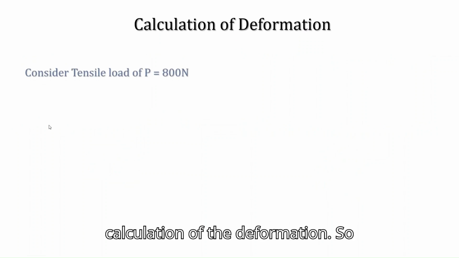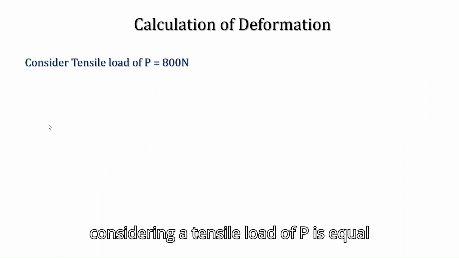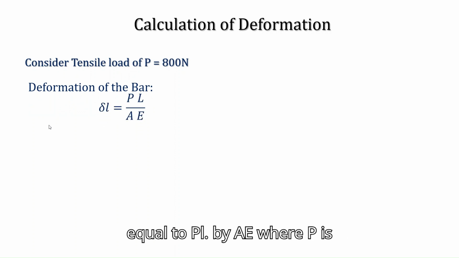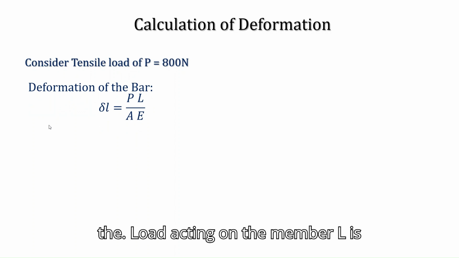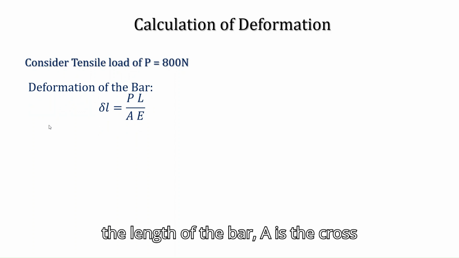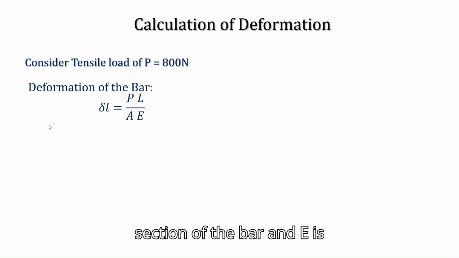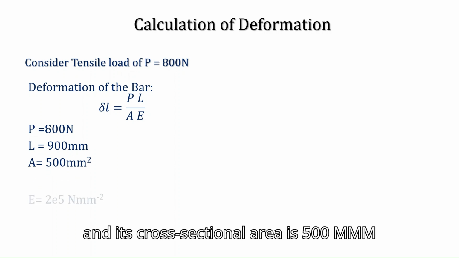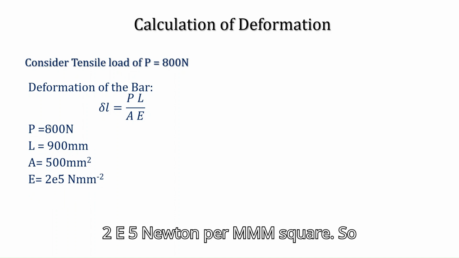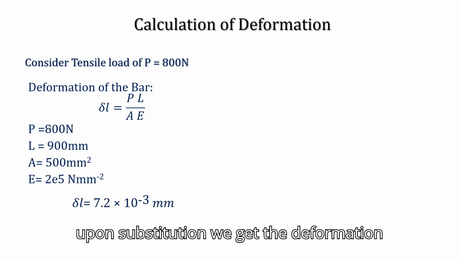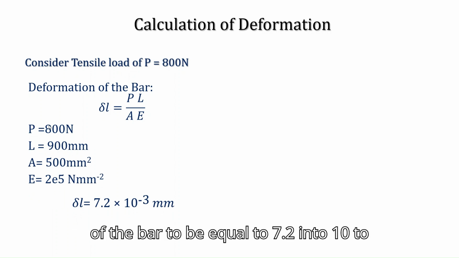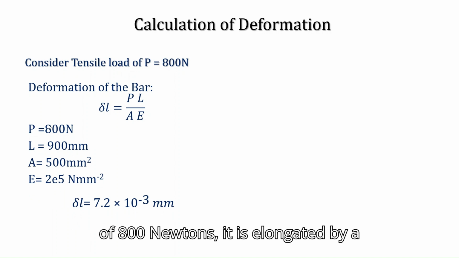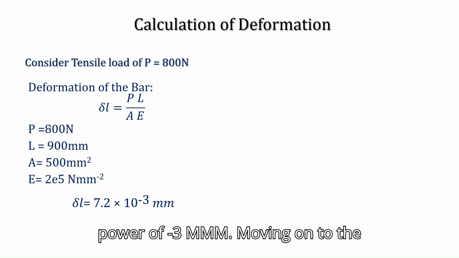In the next case, we shall take up the calculation of the deformation. Considering a tensile load of P equal to 800 newtons, let us calculate the deformation of the bar by the mathematical model given by delta L is equal to P into L by A into E, where P is the load acting on the member, L is the length of the bar, A is the cross section of the bar, and E is the Young's modulus. So P is 800 newtons here. The length of the bar is 900 mm and its cross-sectional area is 500 mm square. And the Young's modulus is 2e5 Newton per mm square. Upon substitution, we get the deformation of the bar to be equal to 7.2 into 10 to the power of minus 3 mm. So on the application of a tensile load of 800 newtons, it is elongated by a distance of 7.2 into 10 to the power of minus 3 mm.